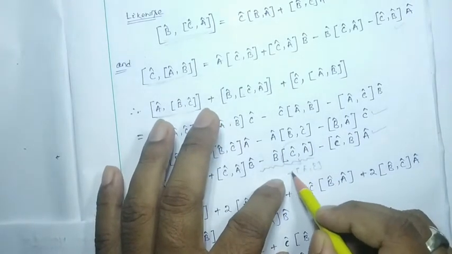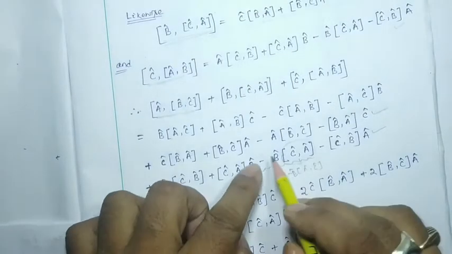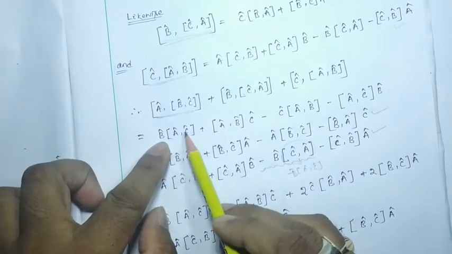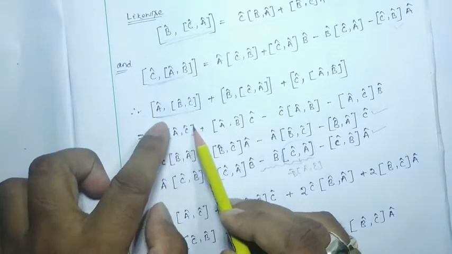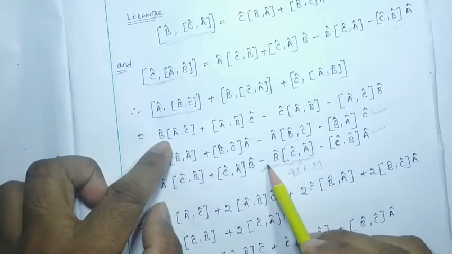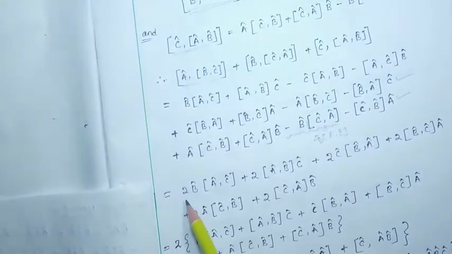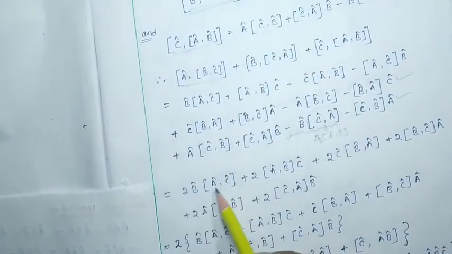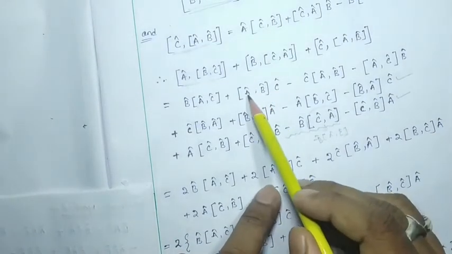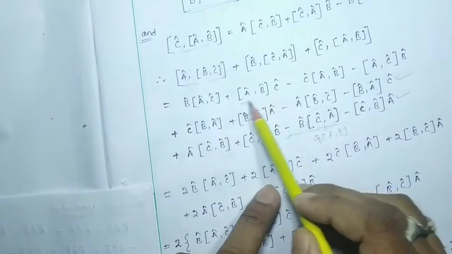b cap will be here, so this is minus, so it will be plus. So this is the one term, b cap a cap c cap commutation. Here also we are going to get plus b cap a cap c cap commutation. So for that I can write 2 into b cap a cap c cap. Okay, similarly we can get c a cap b cap commutation into c cap.